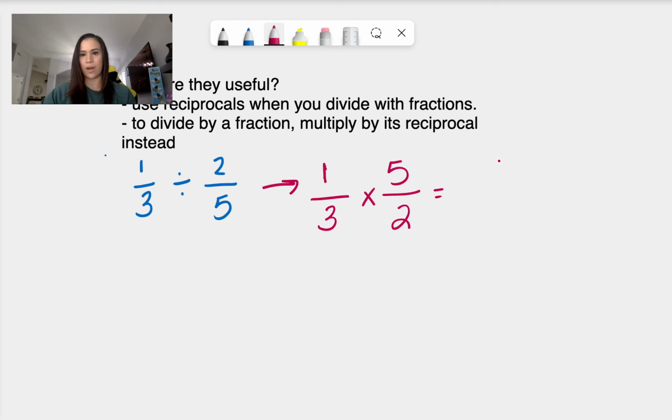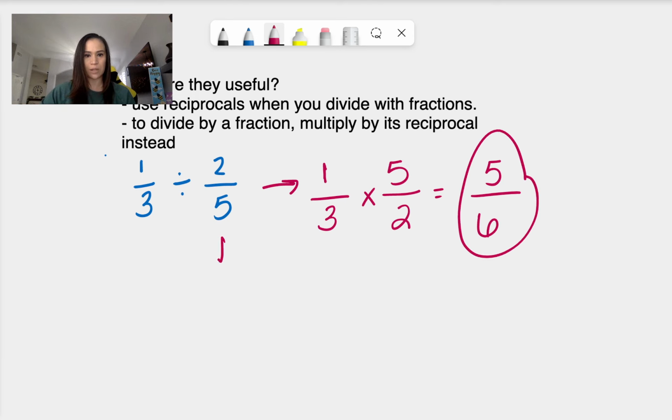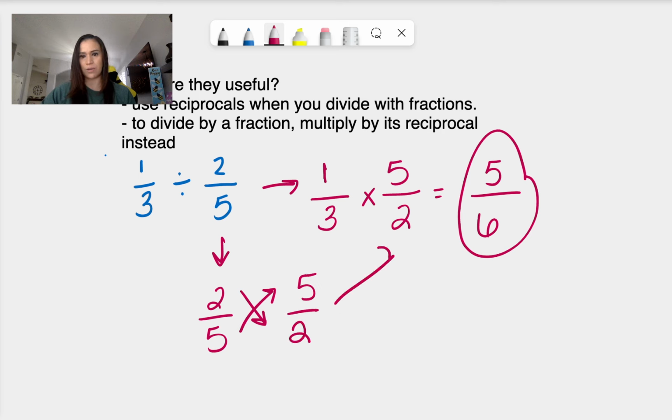So 5 times 1 is 5. 3 times 2 is 6. And that is where we have our answer. So what we did was we took the reciprocal of 2/5 and we swapped our numerator and our denominator into our 5/2. And that's where we used it up here, and we solve our problem to get our answer.